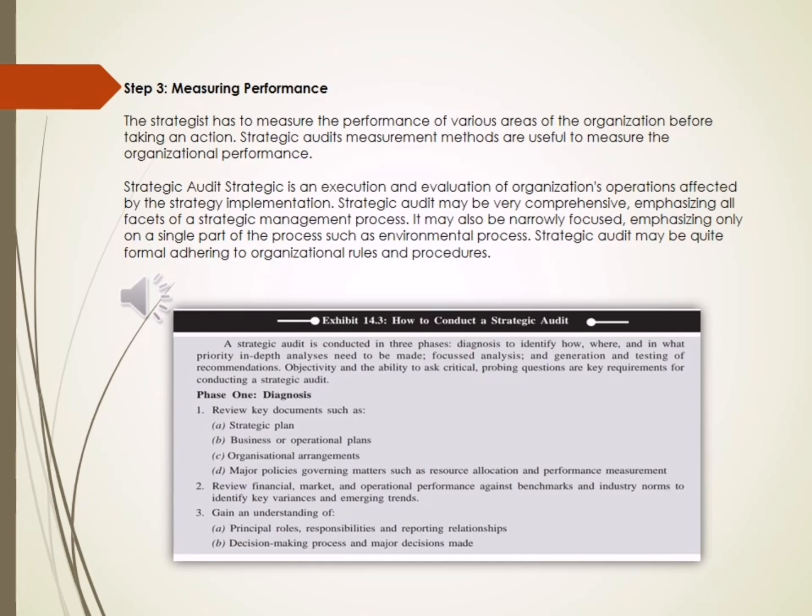And for number 2, review financial, market, and operational performance against benchmarks and industry norms to identify key variances and emerging trends. Number 3, gain an understanding of principal roles, responsibilities, and reporting relationships. Then, we must also understand the decision-making process and major decisions made.